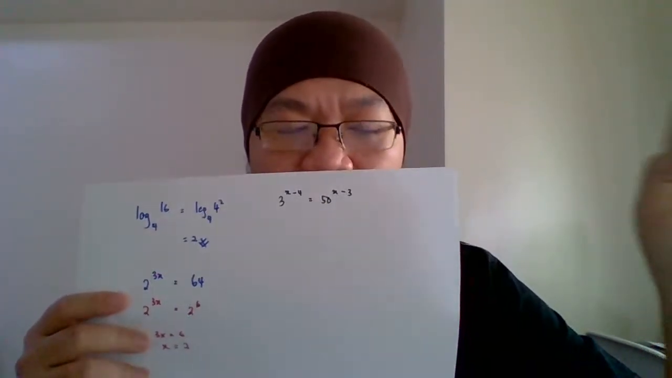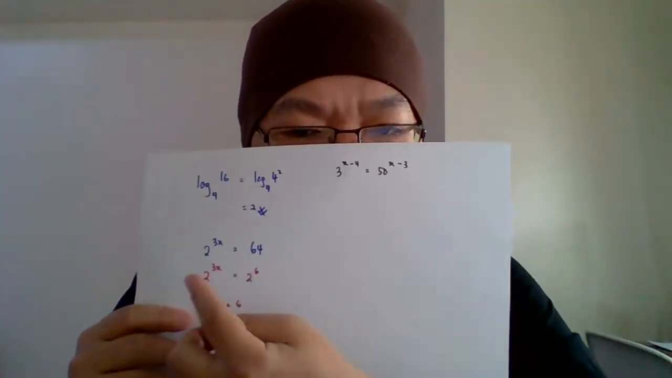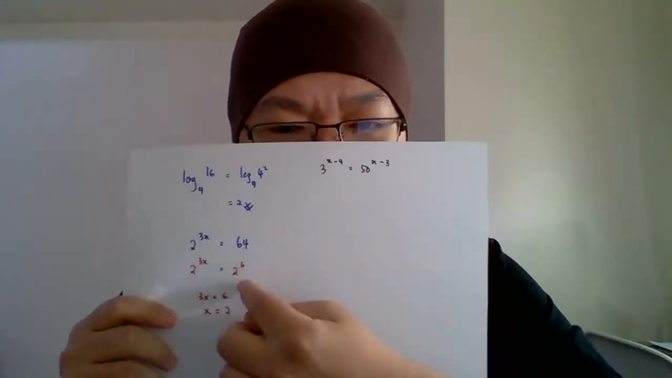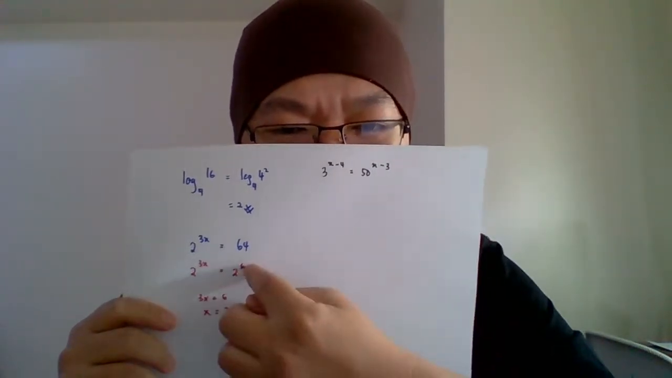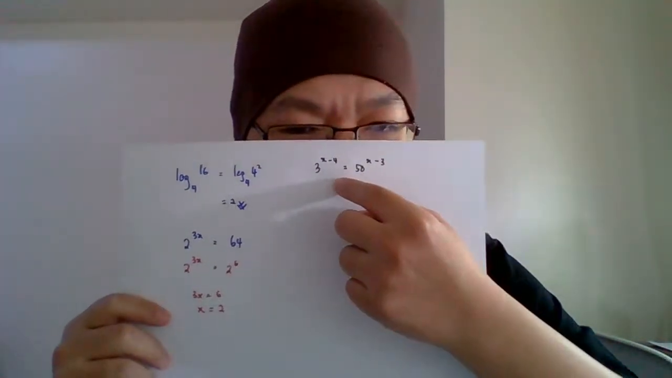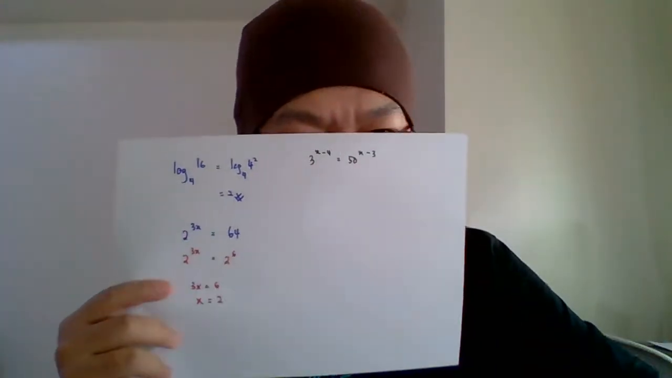That's why we learn log. If you face this kind of problem, this one is easy, because we can convert straight away the 64 to become 2 power something. That is one example. But in this example here, we cannot convert the 50 to become 3 power something.